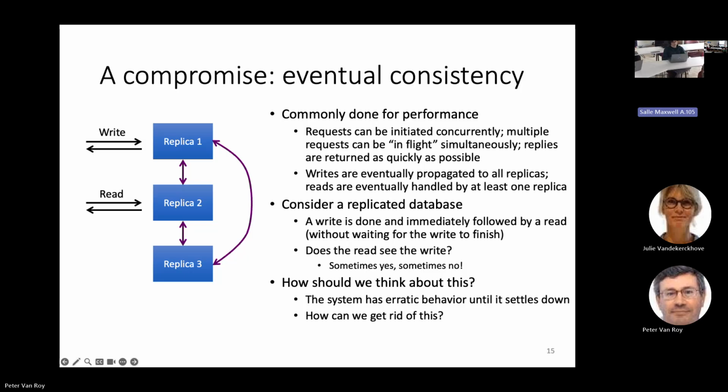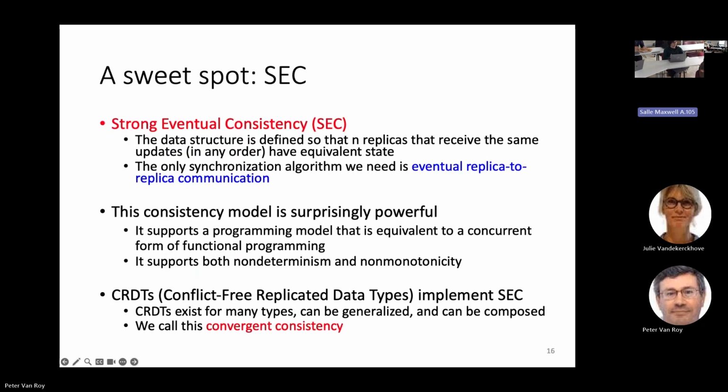Sometimes yes, sometimes no. So there's a finite interval in time when the system's kind of erratic. And that's inherent. That's part of eventual consistency. So it's kind of nasty to program with, but very efficient. Okay. But in convergent consistency, we have a better one.